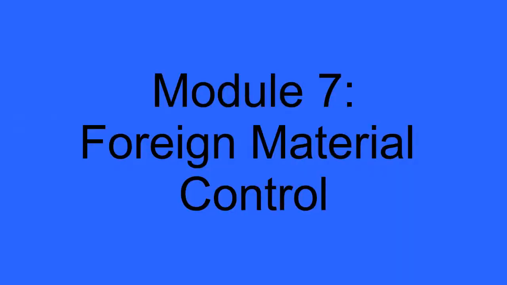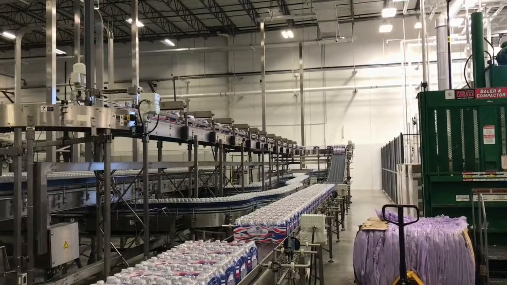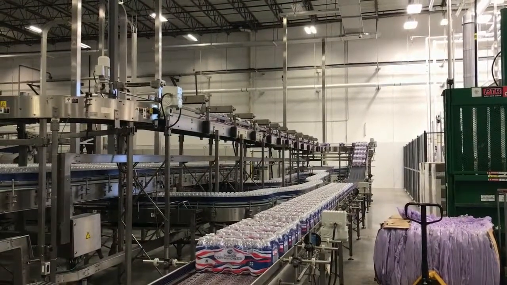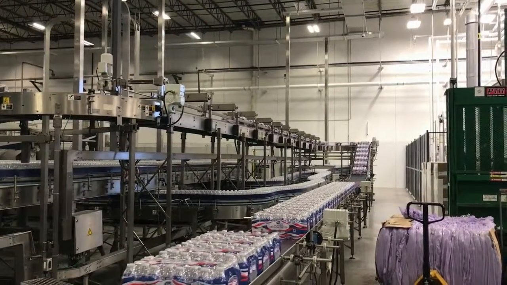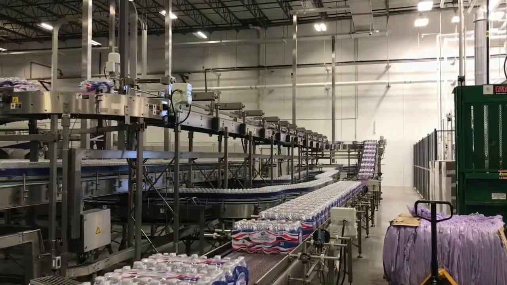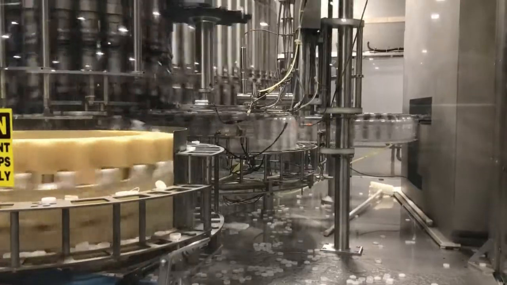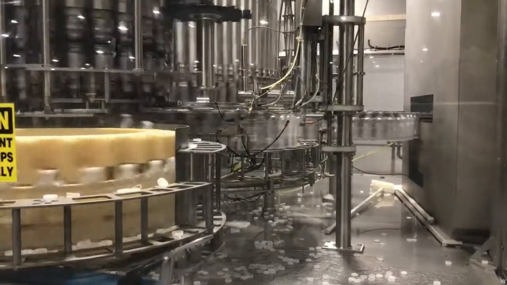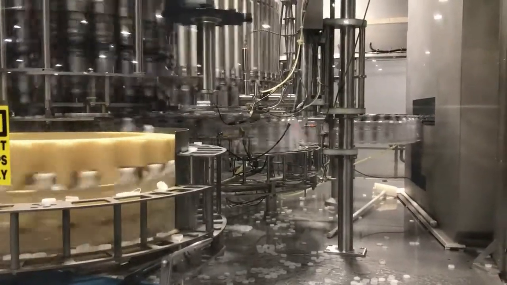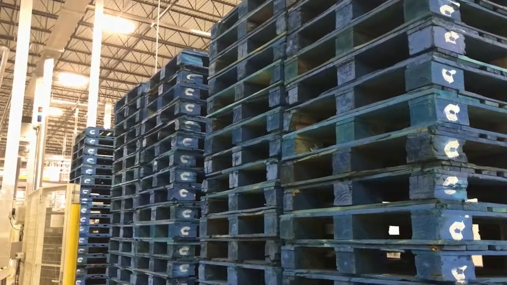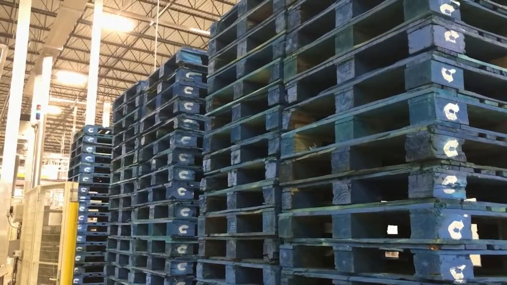Module 7, Foreign Material Control. There are certain rules and policies in place to prevent foreign materials from contaminating our product. Our wood control policy minimizes where wood is used in the manufacturing plant. Wood is forbidden in open product areas and around the manufacturing equipment. The only wooden material allowed on the production floor is neat, orderly pallets. Broken pallets and wood-handled tools are not permitted.